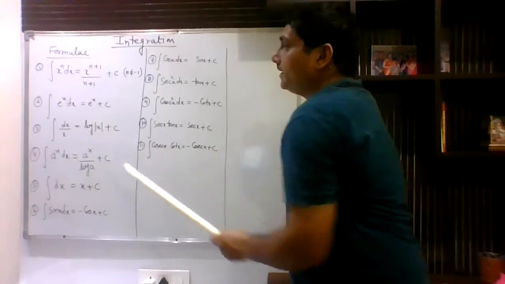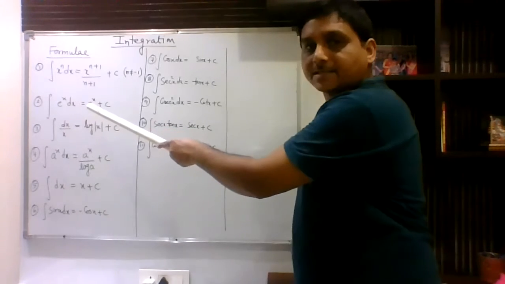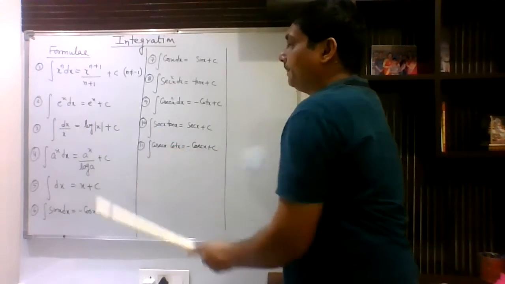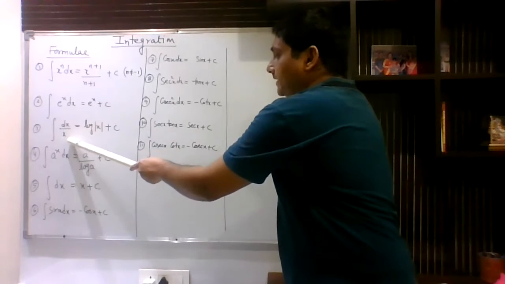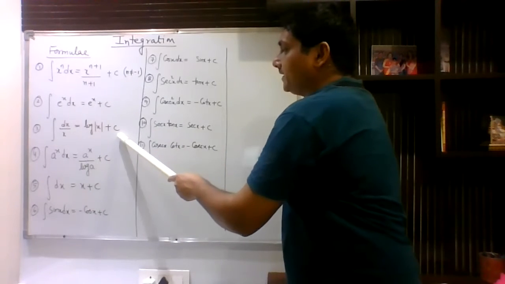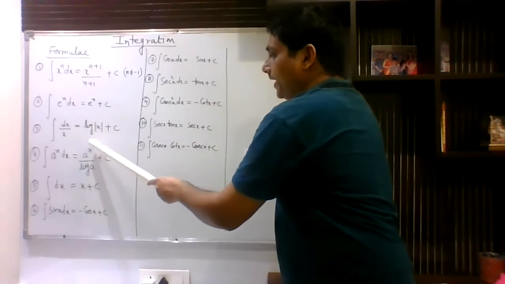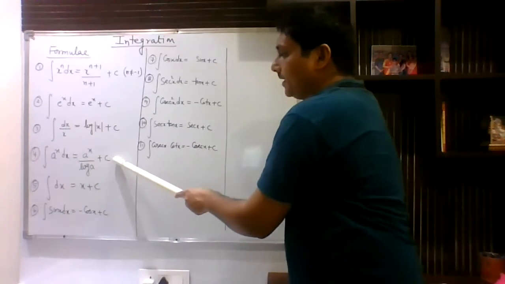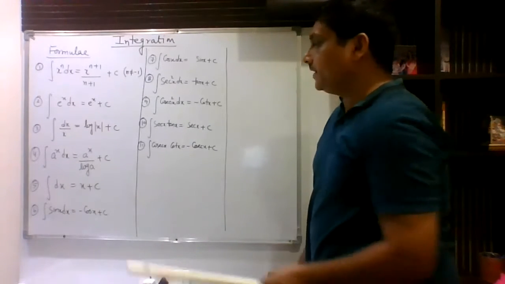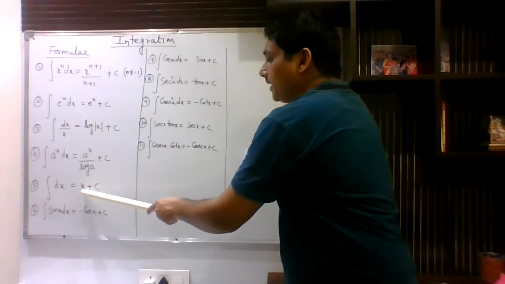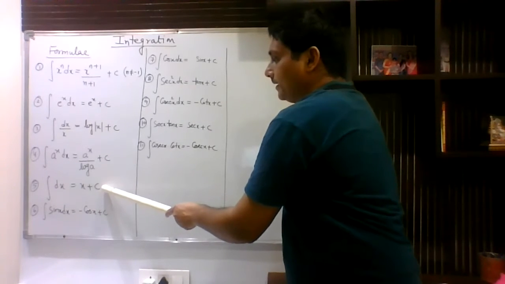So the next formula is e to the power of x dx. The integral of e to the power of x dx is simply e to the power x plus c. The integral of 1 upon x dx is log mod x plus c. The integral of a to the power of x dx is a to the power of x upon log a plus c. Next one is dx. The integral of dx is simply x plus c.